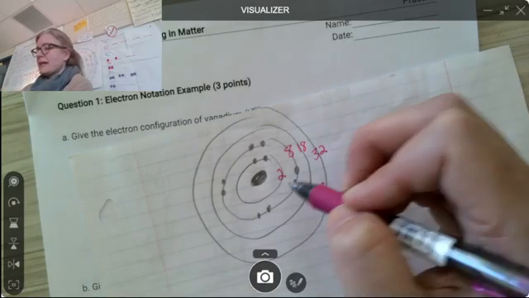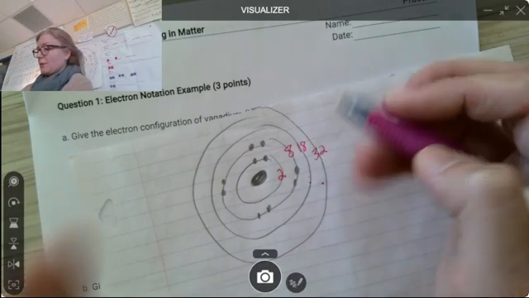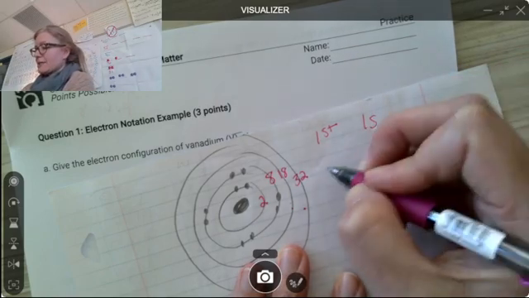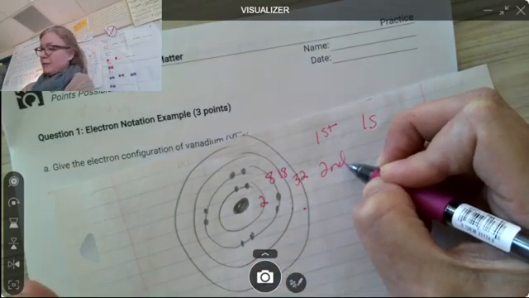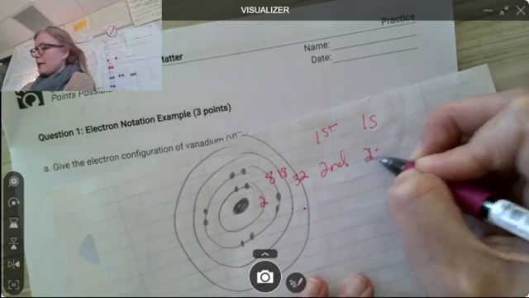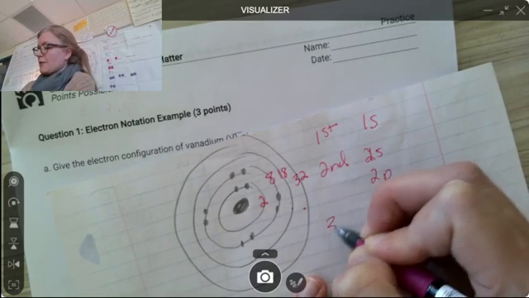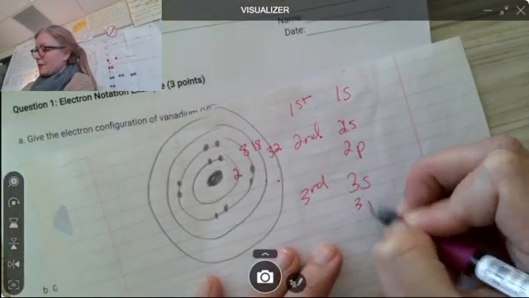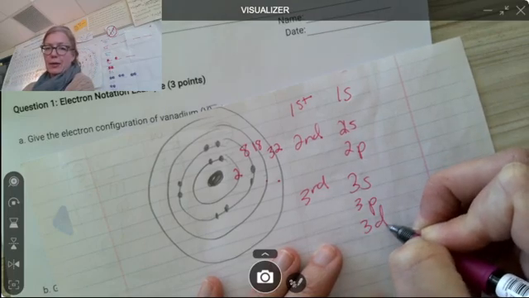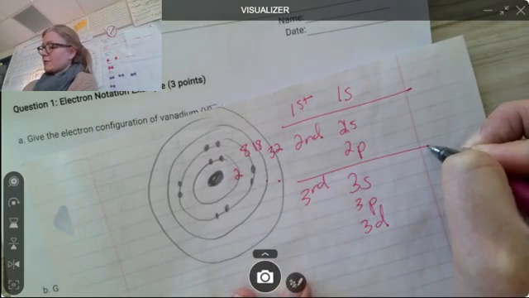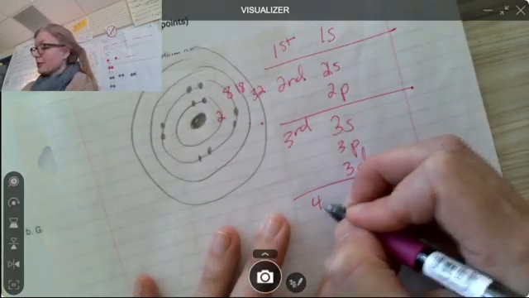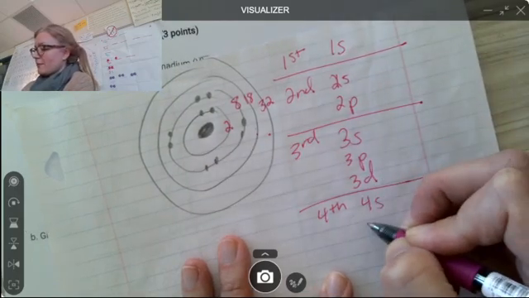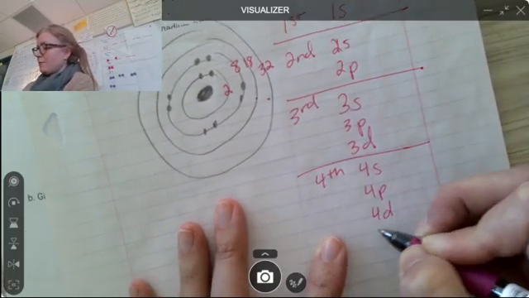And the reason for that is that these energy levels are divided up into sublevels. Okay, so the first energy level has one sublevel called 1s. The second energy level has 2 sublevels. One of them's called 2s and one of them's called 2p. The third energy level has a 3s sublevel, a 3p sublevel, and a 3d. And the fourth energy level has 4 sublevels. You can kind of see a pattern: 4s, 4p, 4d, and 4f.